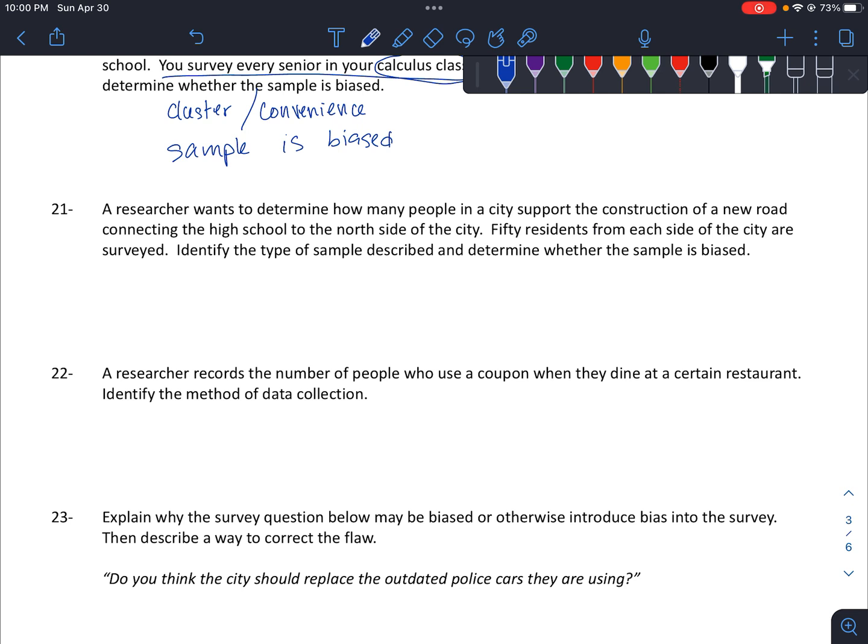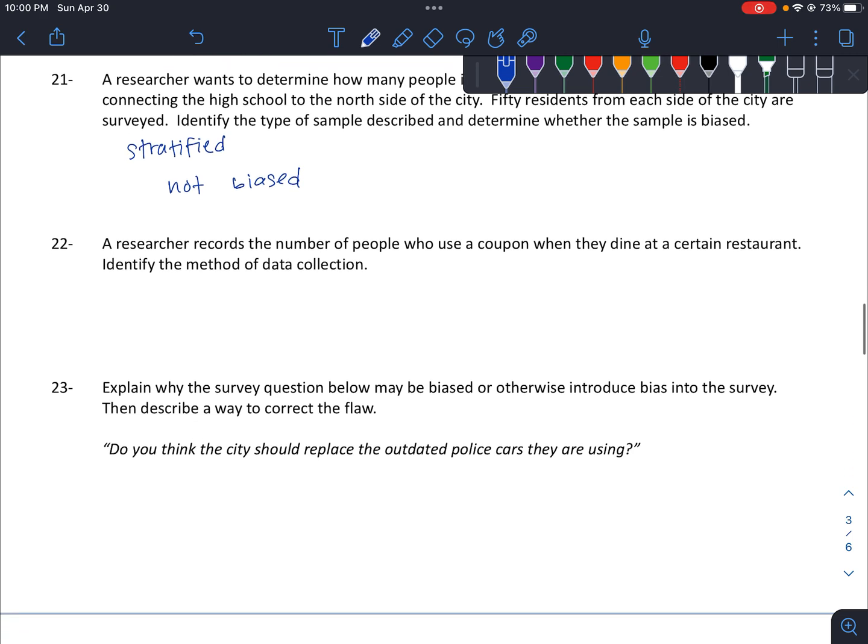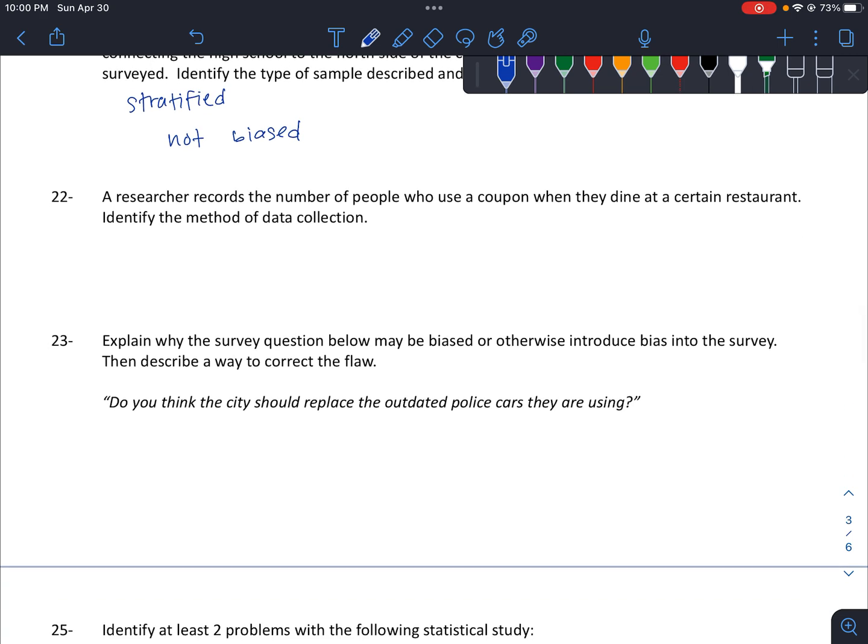So I think this one would be stratified. So you have two different groups, and then some people from one group and some people from the other group. The other grouping survey is the cluster one, but in the cluster, everybody's surveyed. In the stratified, just some from each group are going to be surveyed. So stratified, and this sample is probably not biased. Yeah, it seems like it's been randomized on each side, and they're getting opinions from both sides, so that sounds good to me.